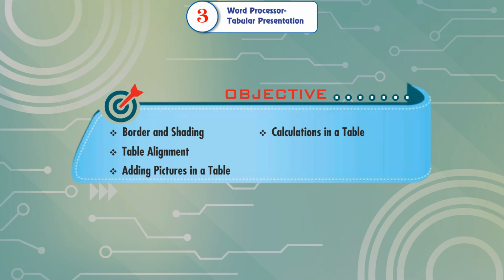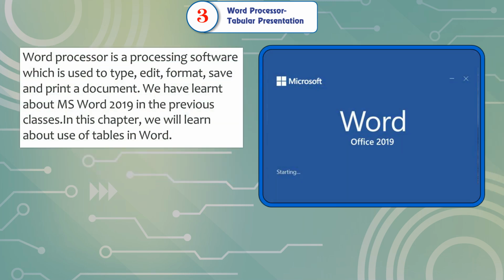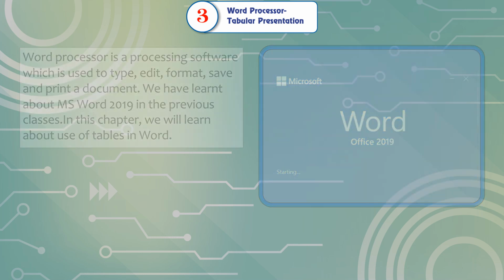Calculations in a table. Word processor is a processing software which is used to type, edit, format, save, and print a document. We have learnt about MS Word 2019 in the previous classes. In this chapter, we will learn about use of tables in Word.